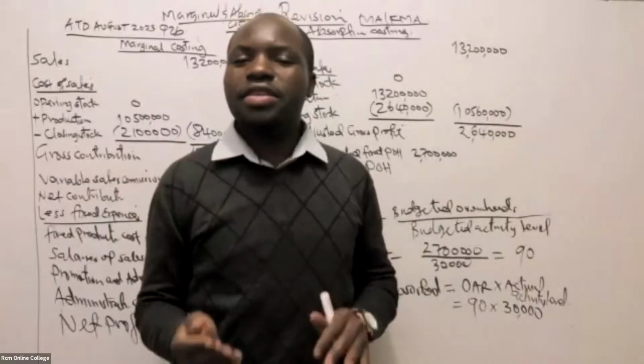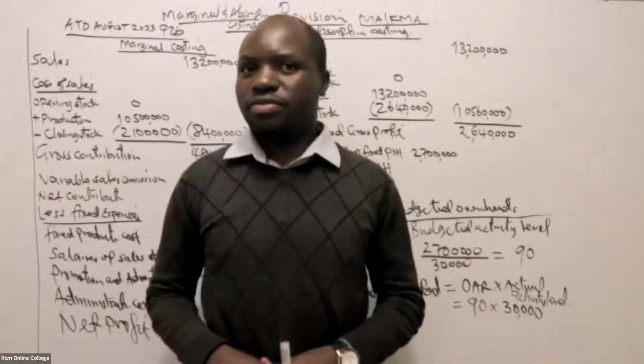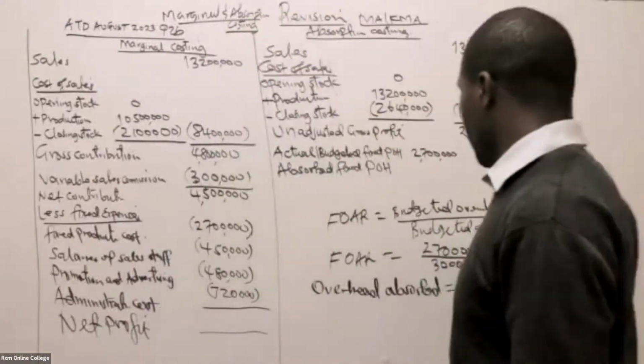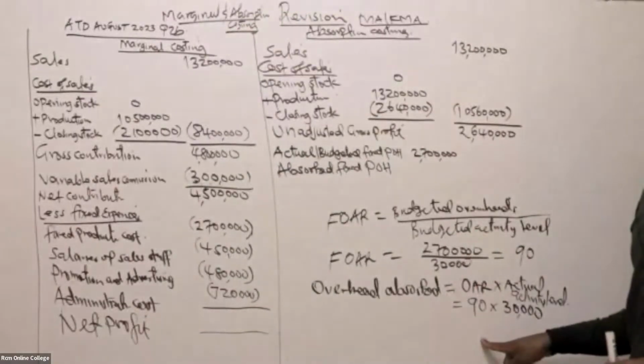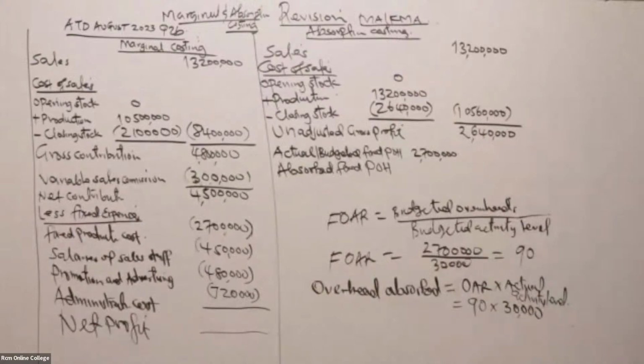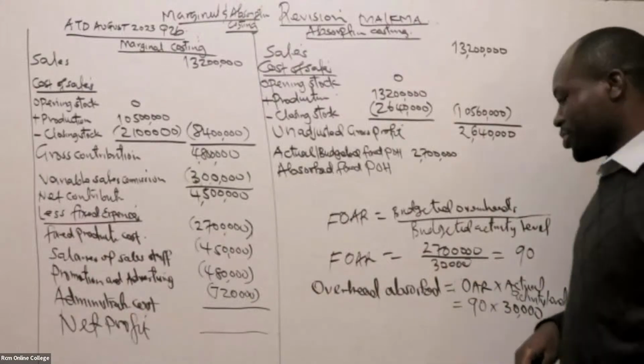Maybe in your exams, it will not be 30,000 throughout. The budgeted will be 30,000. The actual will be 38,000.